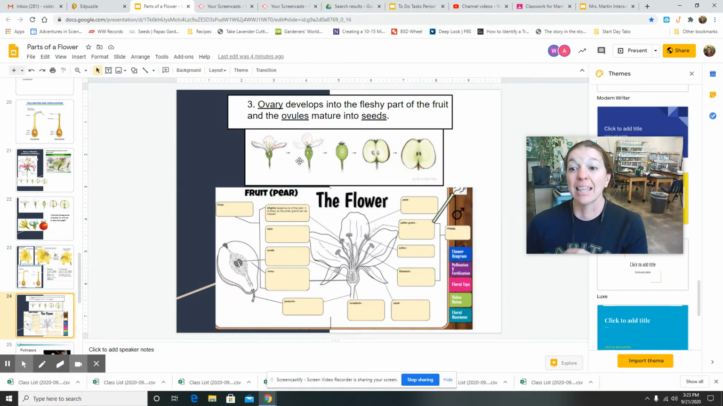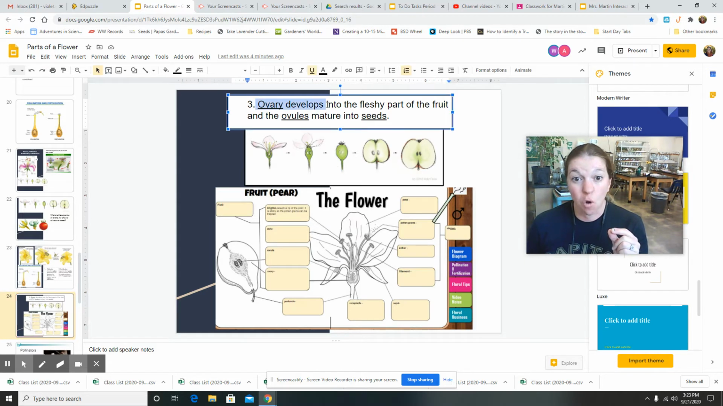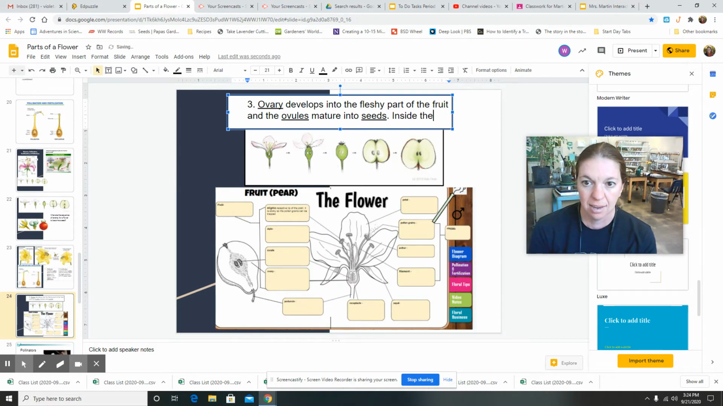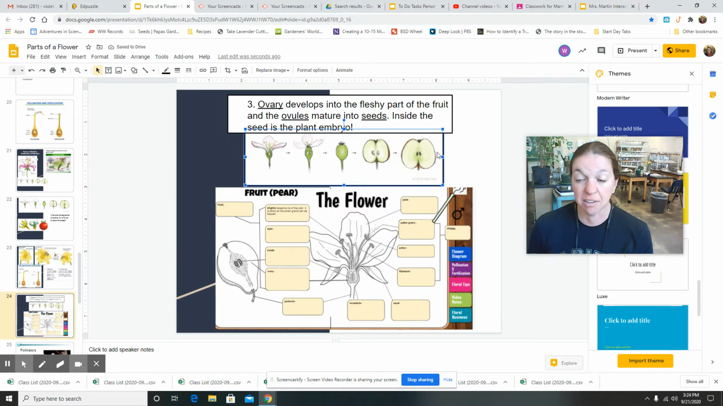Now, the next thing that happens is the ovary of the flower develops into the fleshy part of the fruit, and then the ovules, which are inside the ovary, those are the eggs. Now they're fertilized. They are going to mature into seeds, and inside the seed is the plant embryo. Okay, baby plant. All right, so this shows the sequence of events of an apple.